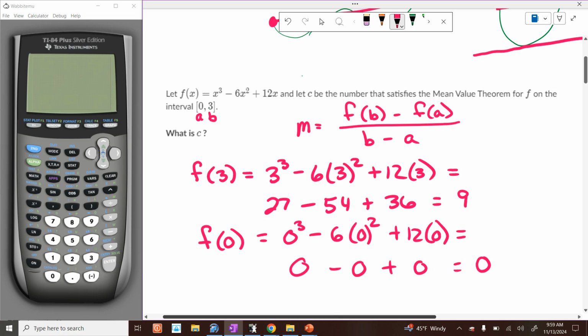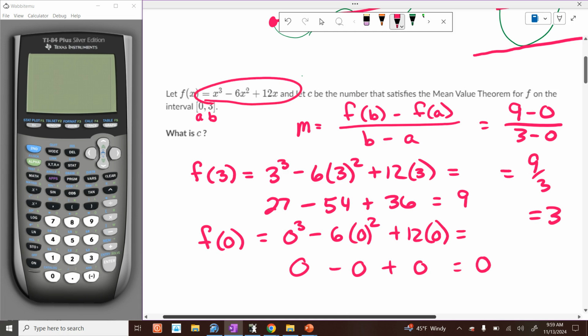f of A is just 0. So if we put it into the function, 9 minus 0, f of B minus f of A over B minus A, it's 9 over 3, which is 3. So we're saying on this function, there's at least one place that the slope should equal 3. If there's more than one place, we should find more than one place where the slope of the function equals 3.